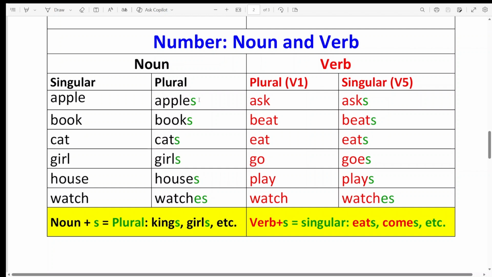Yes. So let you know, you don't say that whenever you add s to a word, it changes into plural. No, it depends on what type of word you are adding s to. If it is a noun, it is plural. And when it is a verb that you add s to, it becomes singular. So let you know very clearly here.